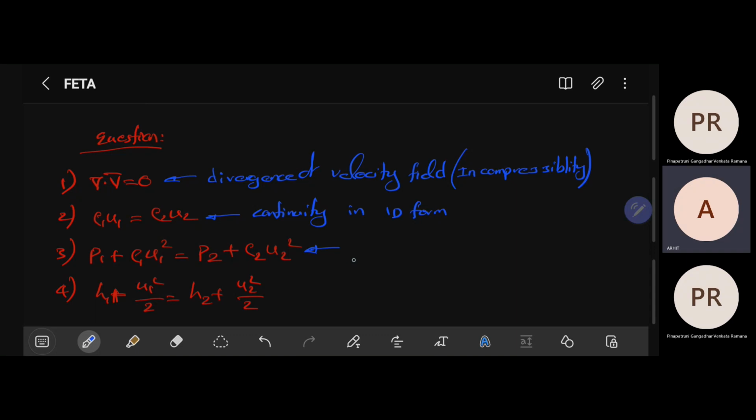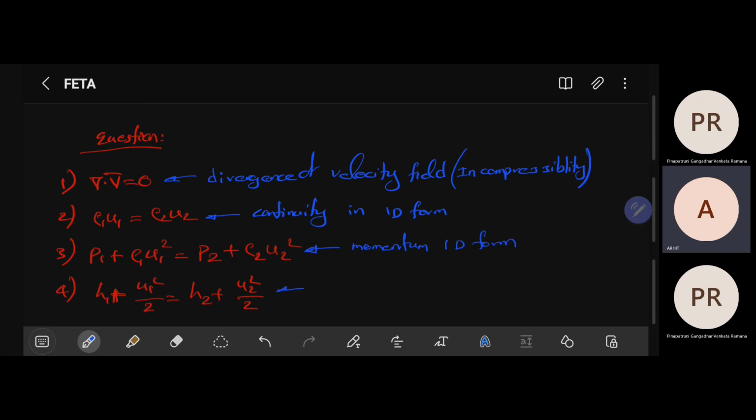P1 plus half rho v squared equals P2 plus half rho v squared. Is this Bernoulli's equation? No, this is not the Bernoulli equation, I think. Just a second. This is the momentum equation. Yes, sir, the momentum equation in 1D form.